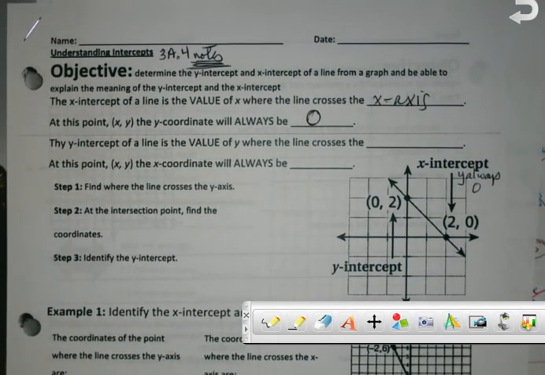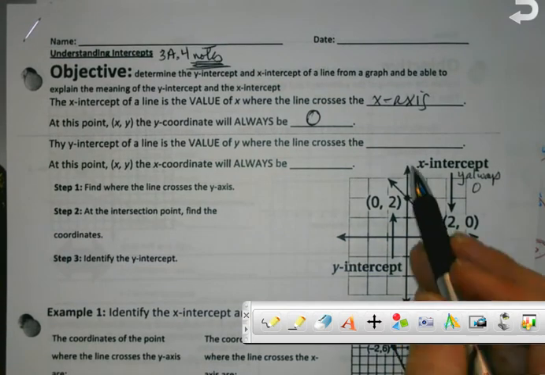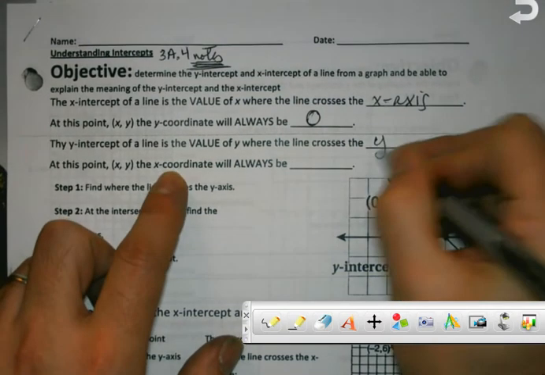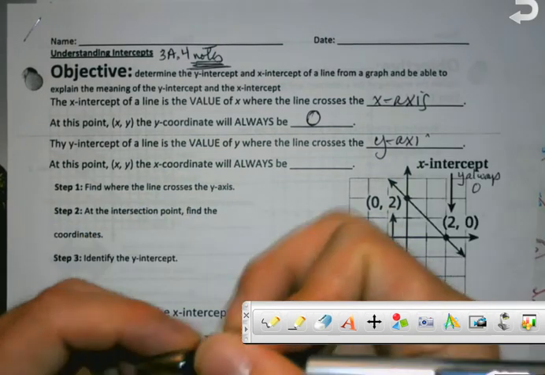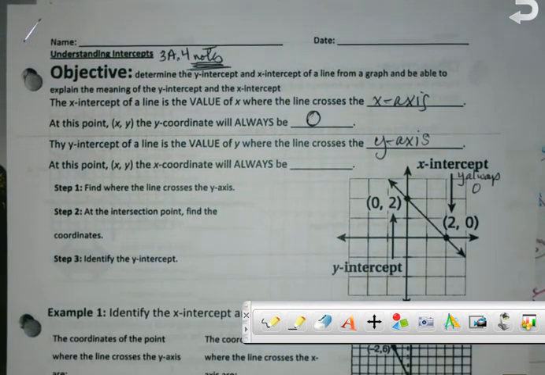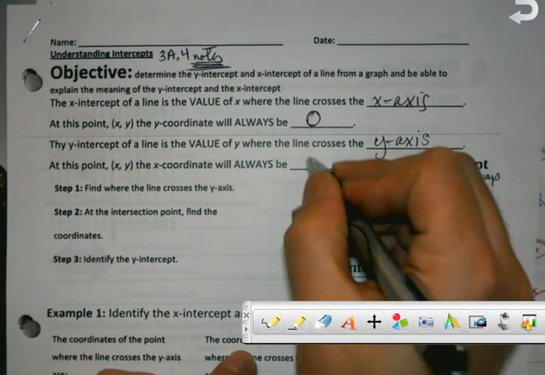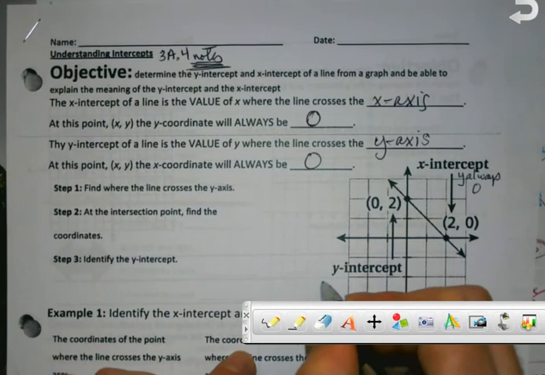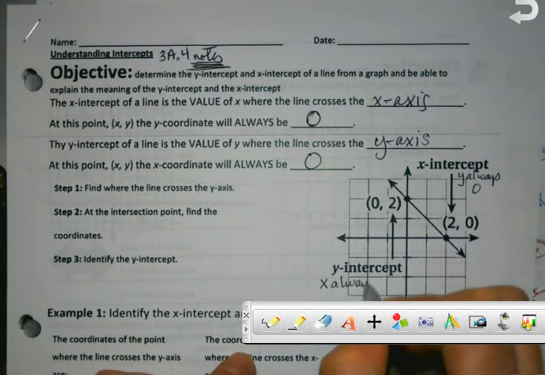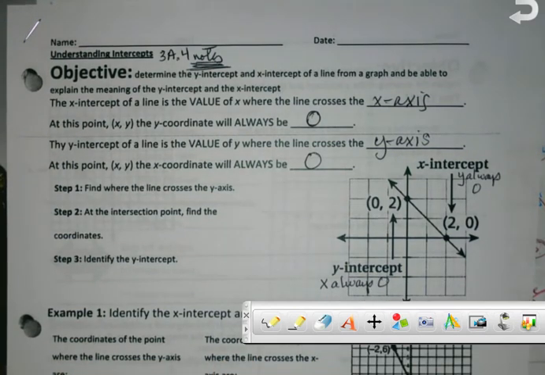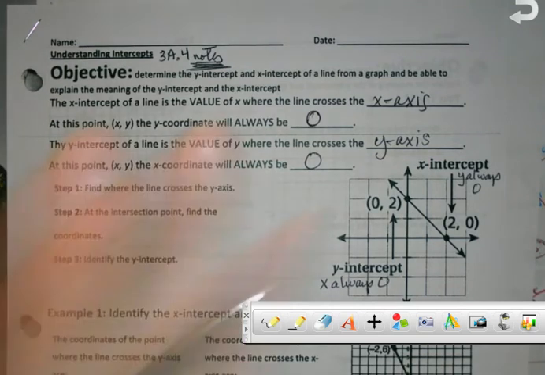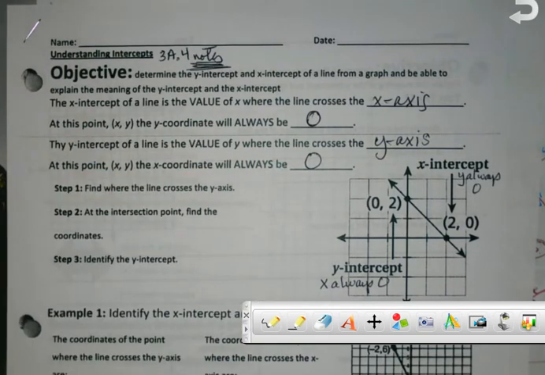Then, when we get the y-intercept, which is where it's going to cross the y-axis, the one that goes up and down, which kind of makes sense. If it's an intercept of y, it would cross the y-axis. At that point, the x value is always going to be 0. So whichever one it's not crossing, that value is going to end up being 0 for the other. You'll get the hang of it if you play with it a little bit. This is going to make dealing with equations a whole lot easier.